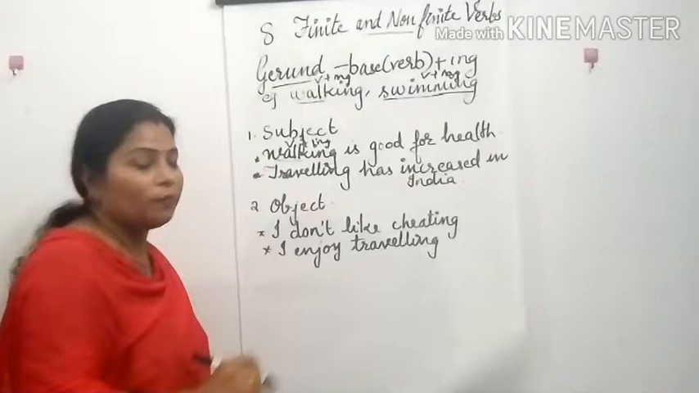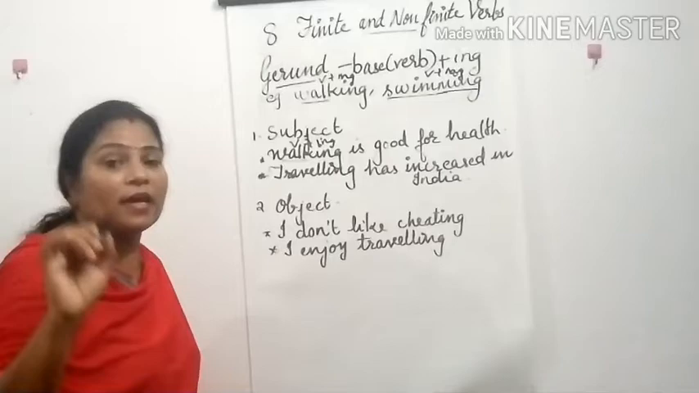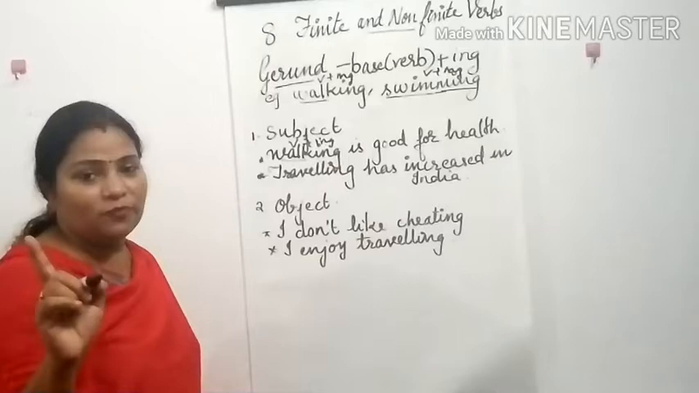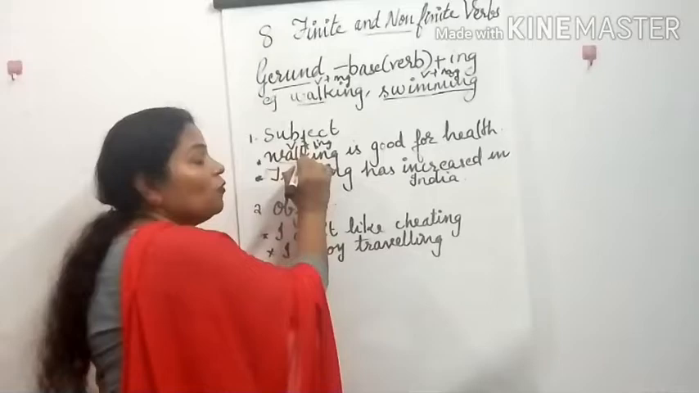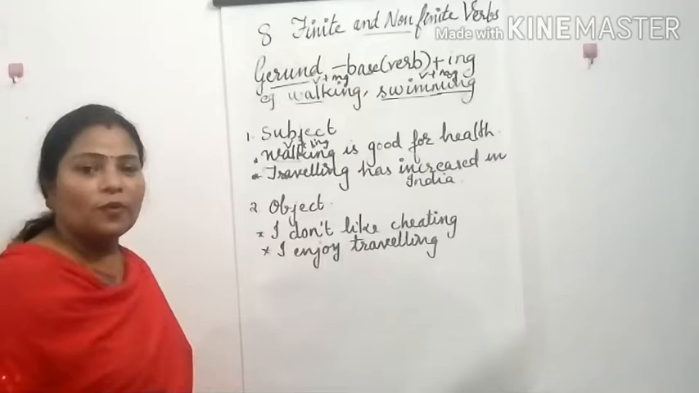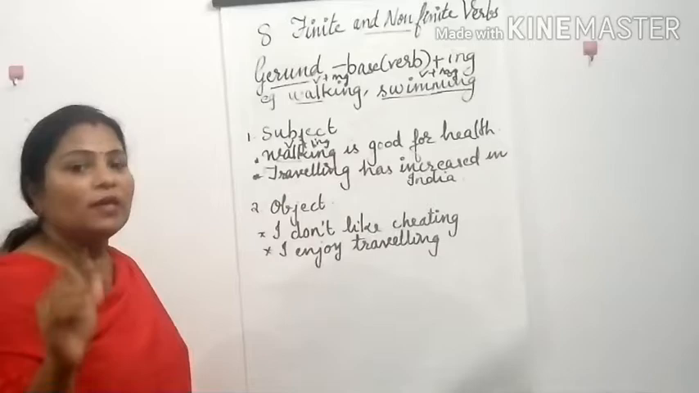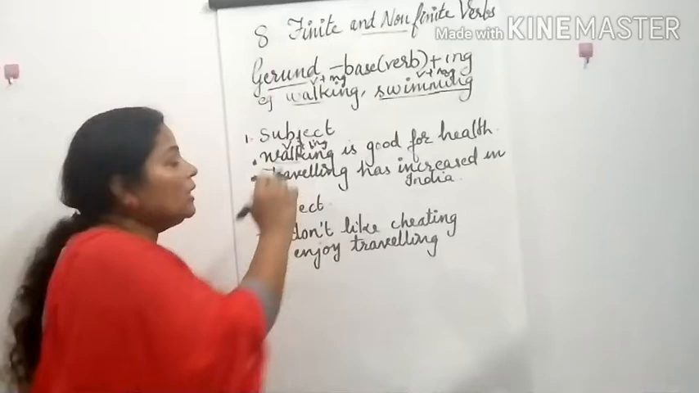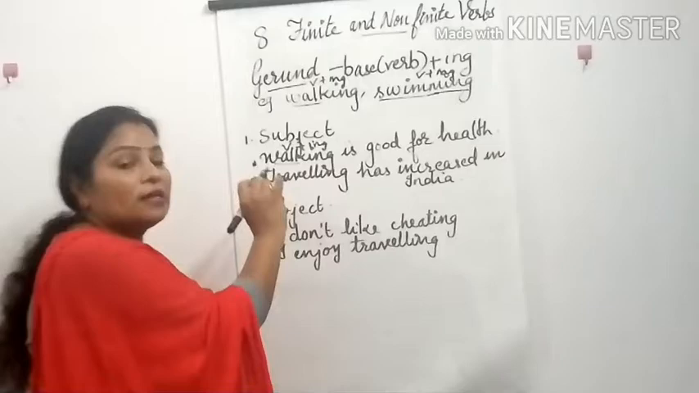Okay, now, we said that a gerund can act as a subject. So, the subject will be at the beginning of the sentence, and we have verb plus ing. And here, the gerund is acting as subject in the sentence. Traveling has increased in India. Okay, we got this word from the word travel. Travel is a verb and we added ing to it and formed the gerund. In this sentence, the gerund ing form is acting as a subject.